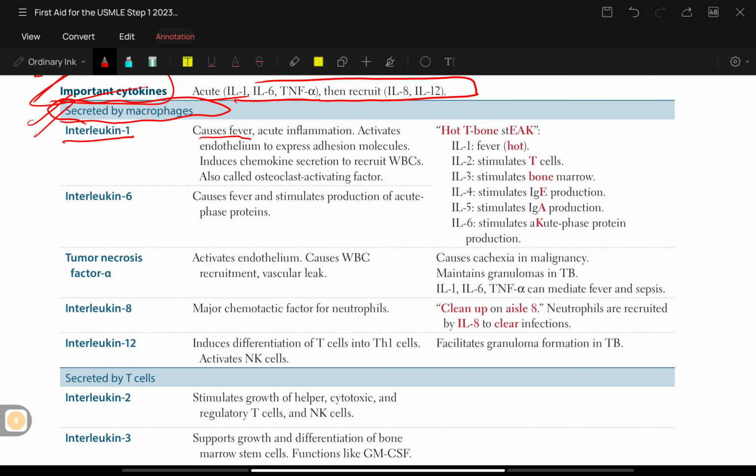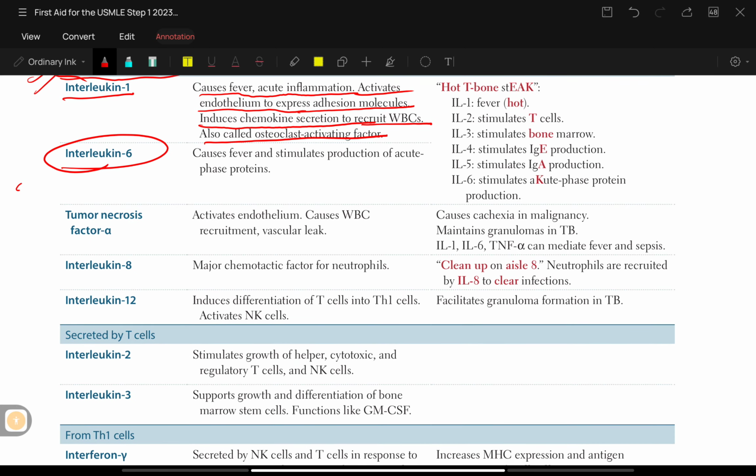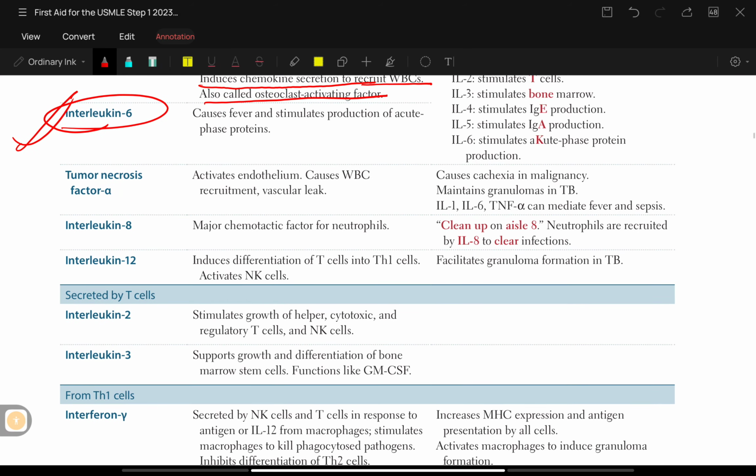Interleukin 1 causes fevers, acute inflammation, activates endothelium to express adhesion molecules. It induces chemokine secretion to recruit WBCs, also osteoclast activating factor. Now talking about interleukin 6, that is secreted by macrophage and causes fevers, stimulates production of acute phase proteins.